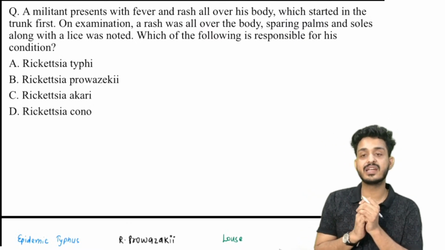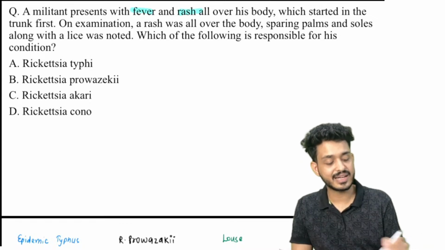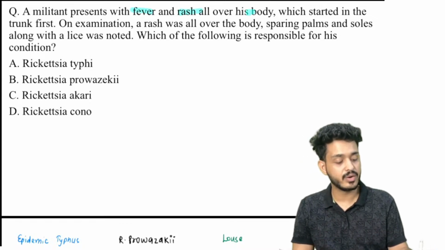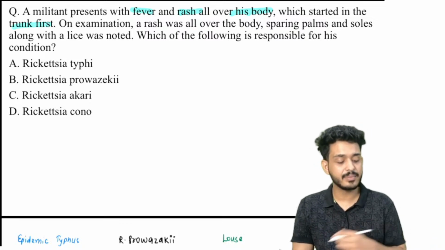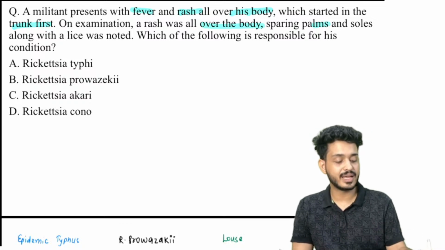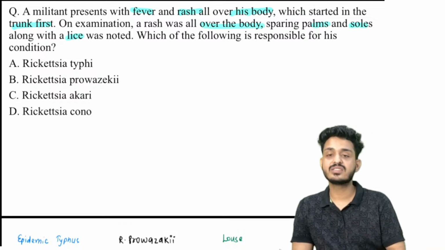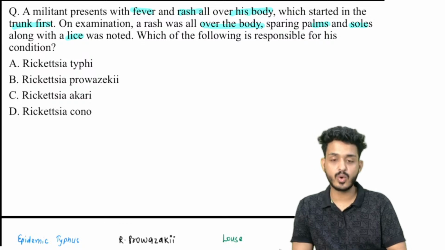A militant presents with fever. Now the patient is presenting with fever. The patient is having rash all over his body. Okay, rashes are there, which started in the trunk first. On examination, the rash was all over the body, sparing palms and soles. Along with that, lice was noted. Your answer will be straight away a lice-caused disease, louse-borne disease. What is that?